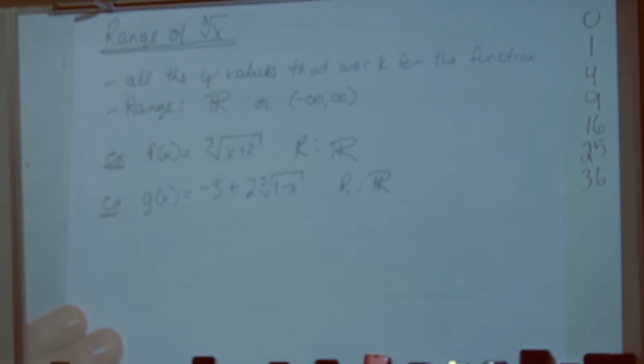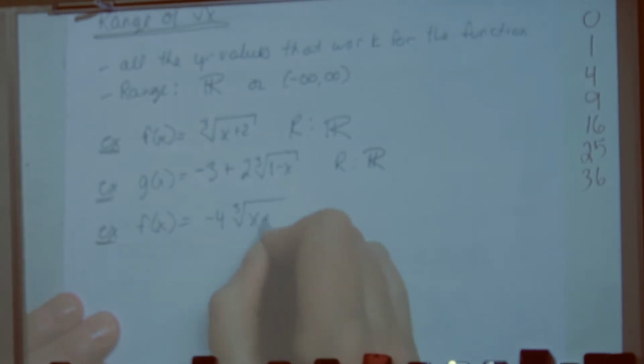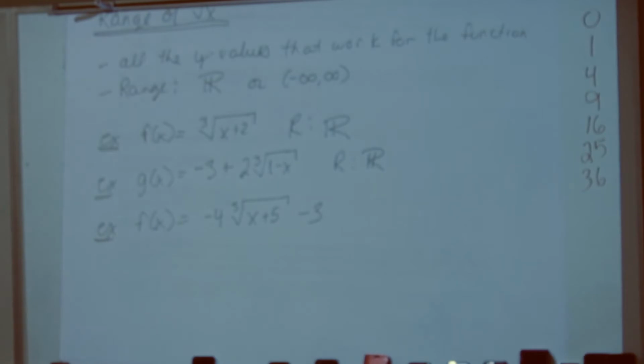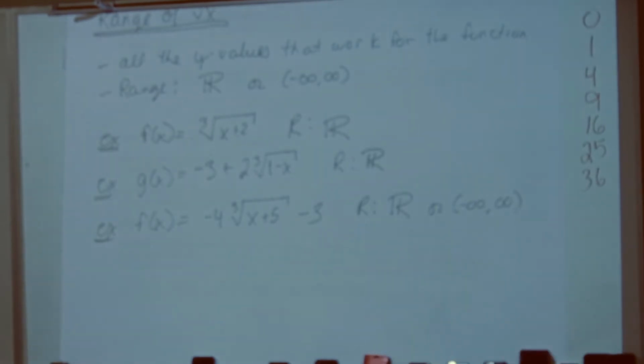Why is it like this? I'll show you when we get to the graph. f of x is equal to negative 4 times the cube root of x plus 5 minus 3. Range? All reals, or negative infinity to positive infinity.